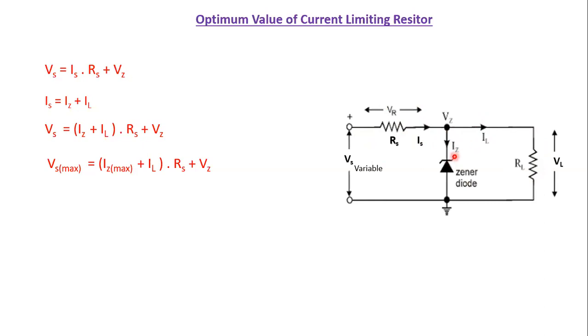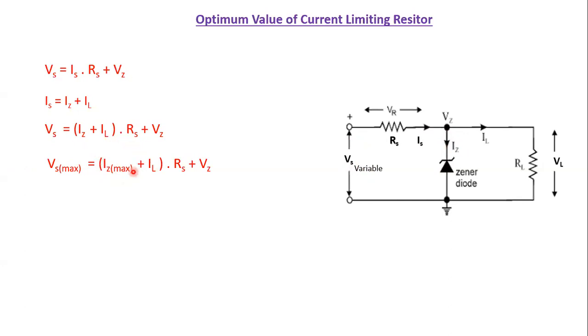And we understood that Iz can vary. So when Vs changes, Iz is the one which will be varied so that IL remains constant. So when Vs maximizes, the only way is for Iz to maximize. So I can write the equation as Vs maximum is equal to Iz maximum plus IL, multiplied by Rs, plus Vz.